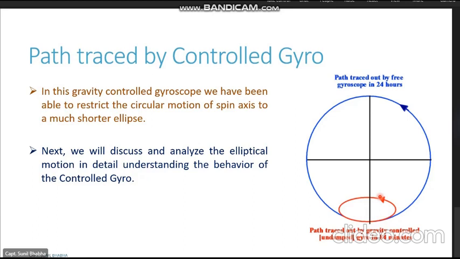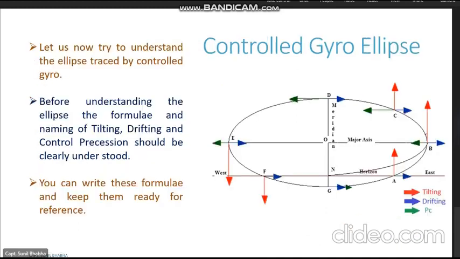What is the reason? For this, we will need to understand the balance between the three factors which are affecting our gyro. These are tilting, drifting, and the control precession generated because of the top heavy and bottom heavy arrangement. Let us now try to analyze and understand this elliptical motion of the spin axis.